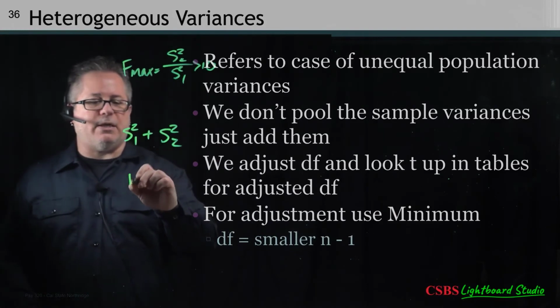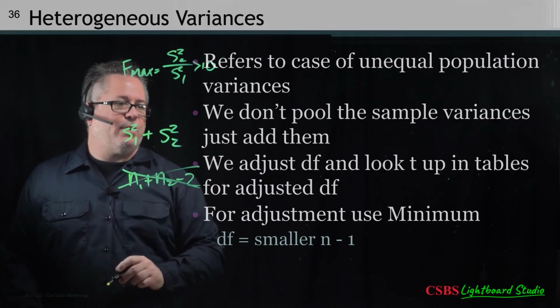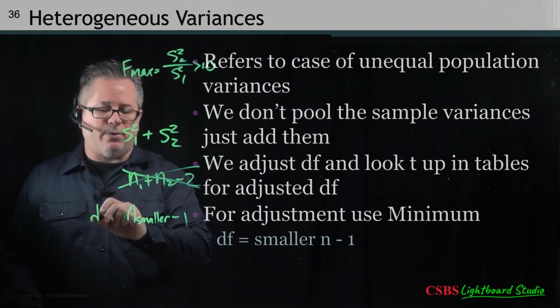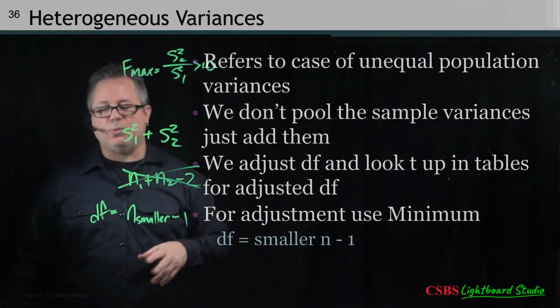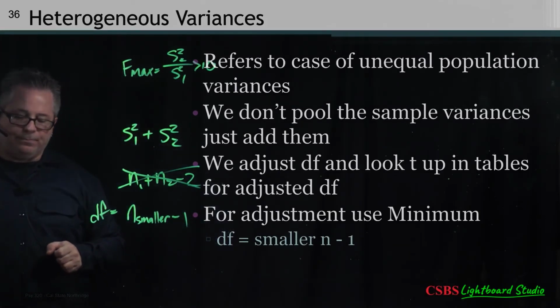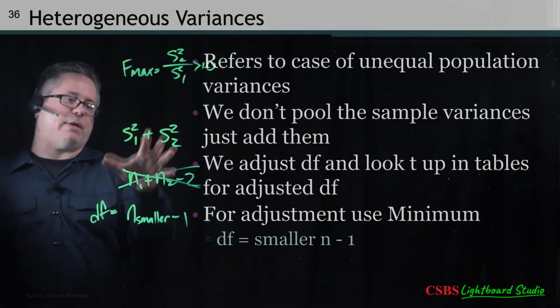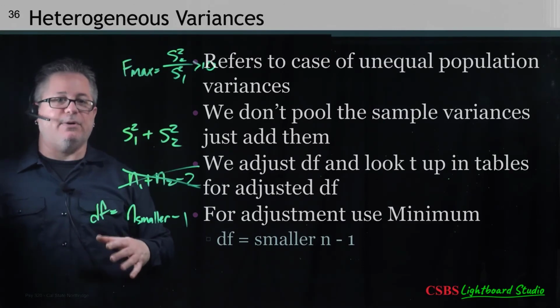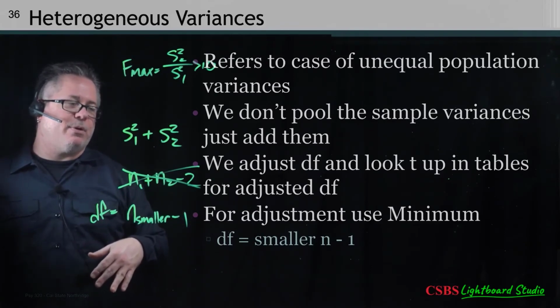So how do we adjust? Well, instead of taking n1 plus n2 minus 2, we don't do that. Whichever n is smaller, minus 1. And that's going to be our new degrees of freedom. So because the variances are not equal, we're going to do some corrections. Instead of pooling, we're going to add them together, which is already going to make the standard error much bigger. So our standard error is going to be bigger, so it's going to make t smaller.